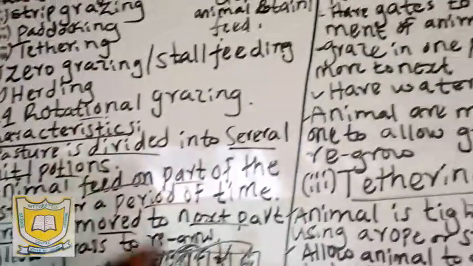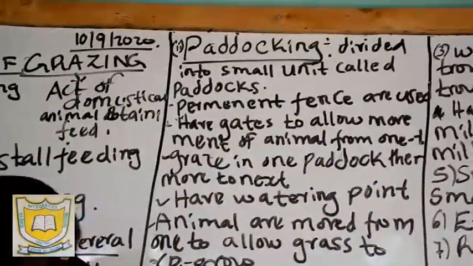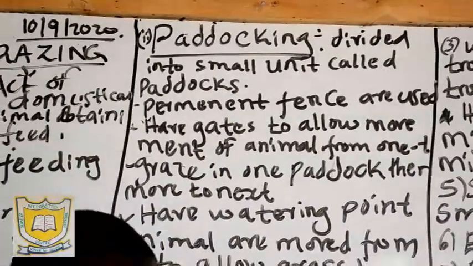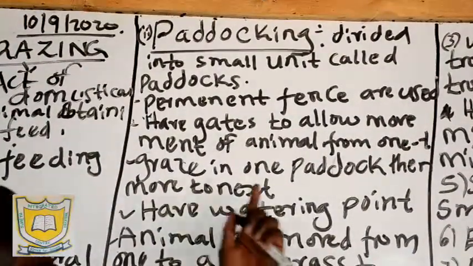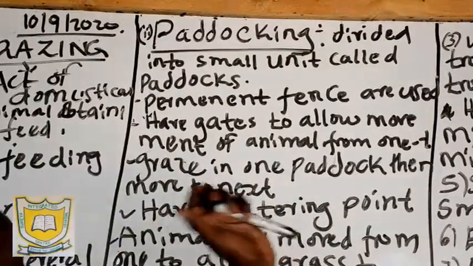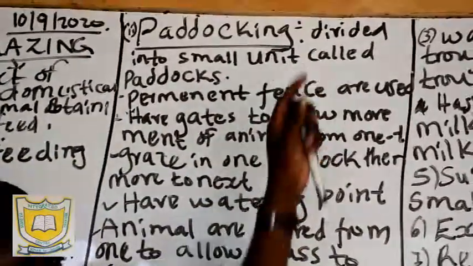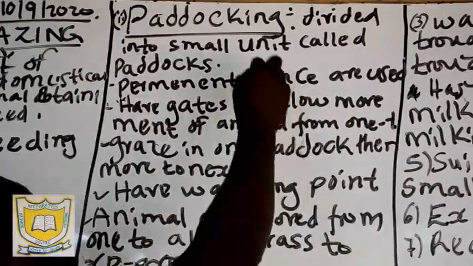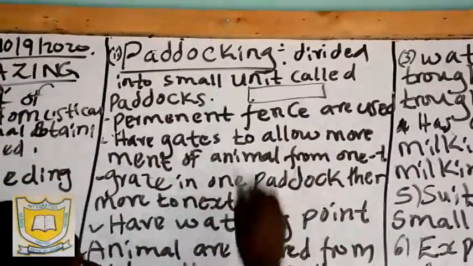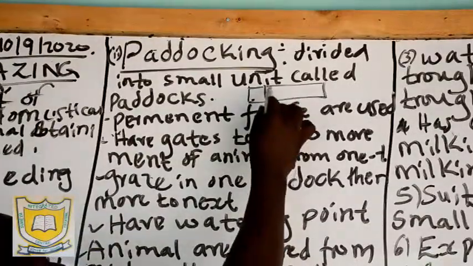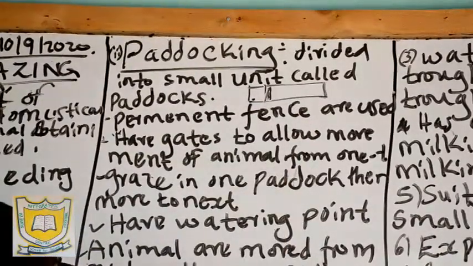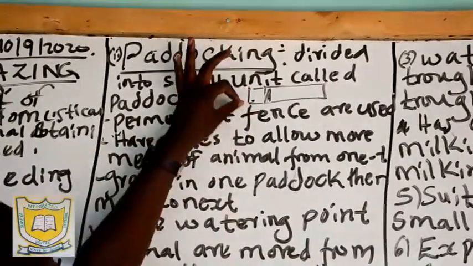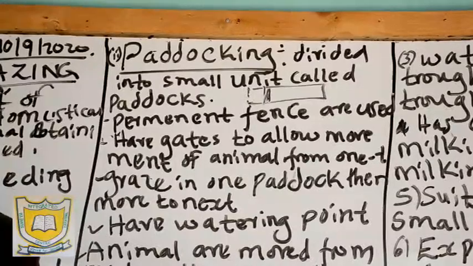Number two, we are going to discuss paddocking. Paddocking is an example of rotational grazing. Under paddocking, it is different from strip grazing, and what makes it different is that here we use a permanent fence. This means when we have a piece of land, we have to build a permanent fence here. This permanent fence restricts the animals so that they can feed only in the area that has been given to them.